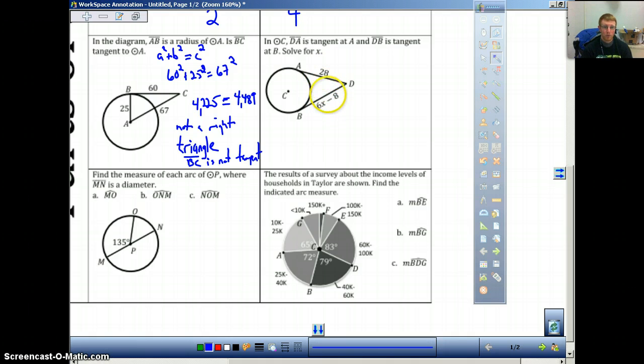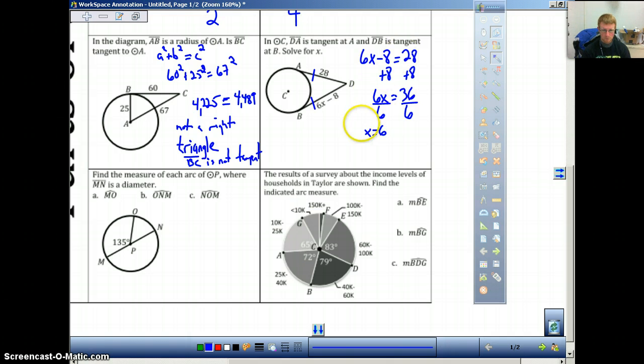Once you know they're equal to each other, set them equal to each other. 6x minus 8 equals 28, and then just solve. So once we know that these two are supposed to be equal to each other, then we will set them equal to each other and then solve. So add 8, add 8. 6x equals 36. Divide by 6 on both sides. We get x equals 6.